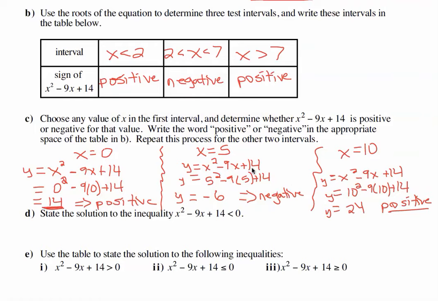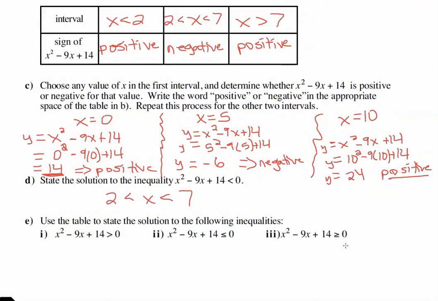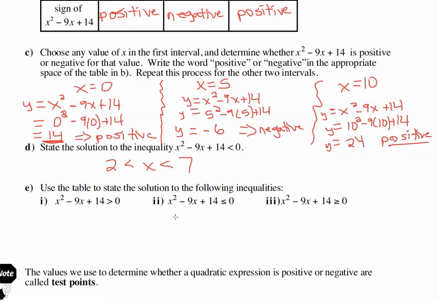So all this work we did in order to determine the solution for our inequality. So when is our inequality less than 0? Well, it's less than 0 when it's negative, so that is on this interval between 2 and 7. Let's now go on to letter D. It says use the table to state the solution to the following inequality.